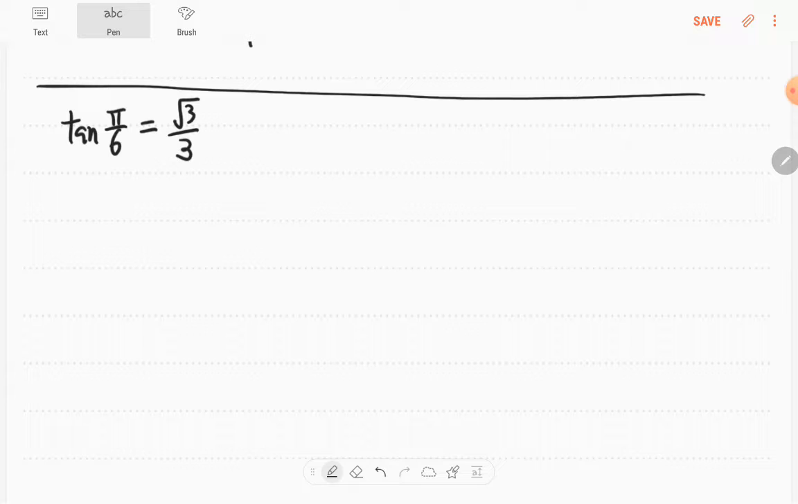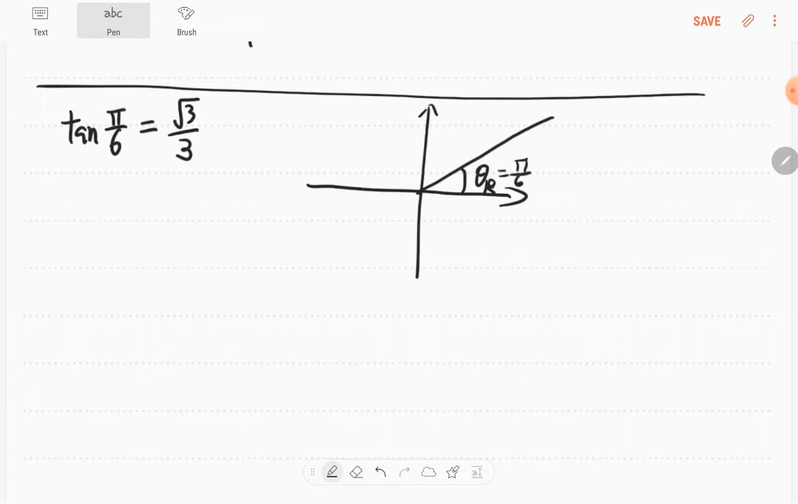So the terminal side is here, right? The terminal side is here. And the reference angle is pi over 6. The reference angle is pi over 6, right? If you look at this 5 pi over 6, which is equal to negative square root 3 over 3, right? Because in the second quadrant, so it's negative.